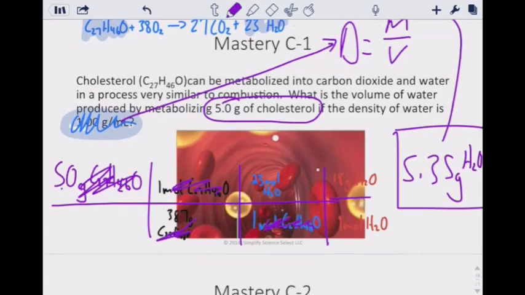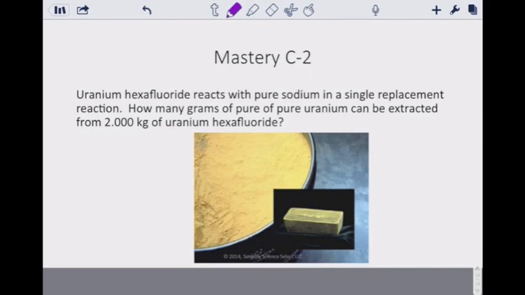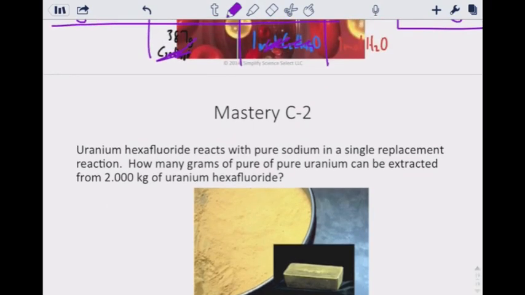So in looking at this, our last one, this would be a great question to go over in class and to start with tomorrow. So why don't we save this one, and we'll do this one in class when you come in.